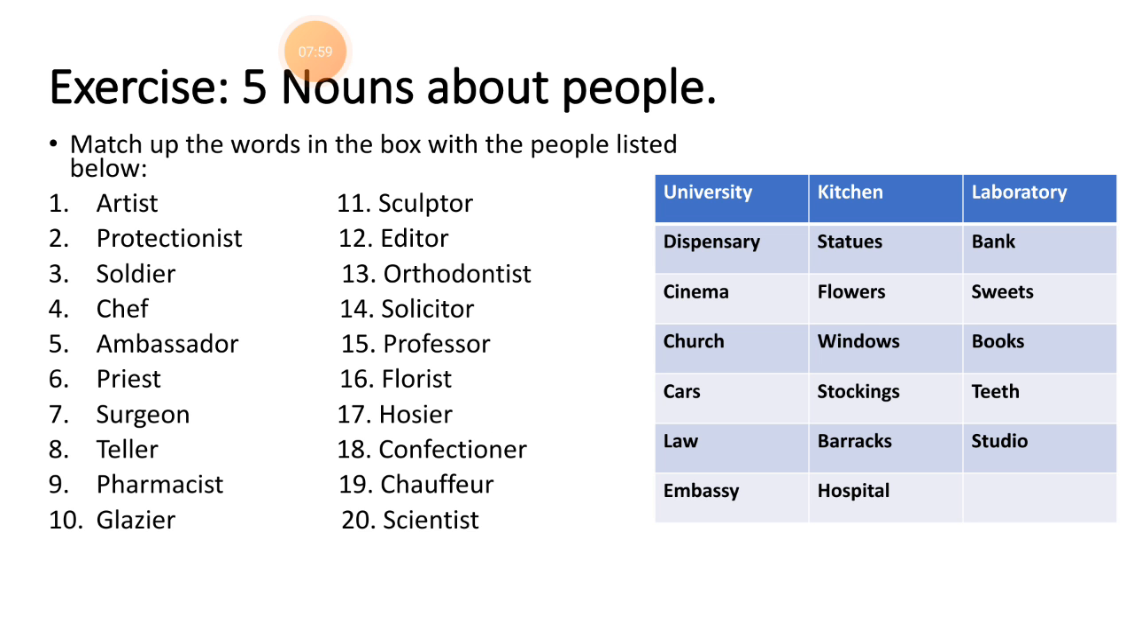Artist, projectionist, not protectionist. That's projectionist. Soldier, chef, ambassador, priest, surgeon, teller, pharmacist, glacier, sculptor, editor, orthodontist, solicitor, professor, florist, hosier, confectioner, chauffeur, and scientist. Now, you need to match them with the words in the box.